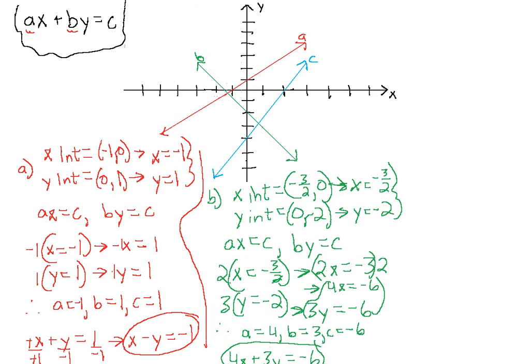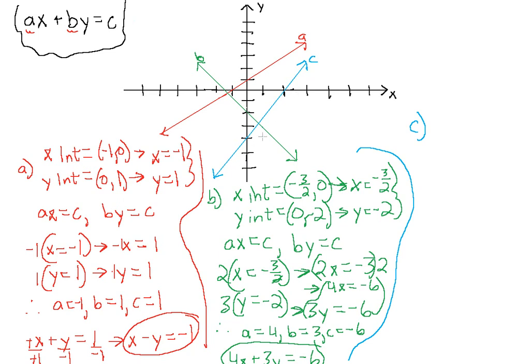So we're just using a simple algebra technique by splitting up the standard form equation into two parts, two mini equations, if you will. And we're using those x and y intercepts to find our terms a, b, and c. So let's do one more. Let's do the last one.